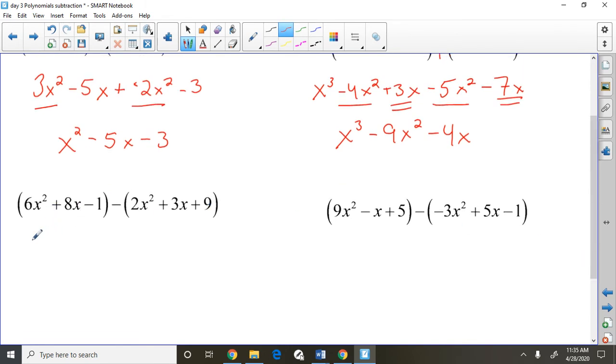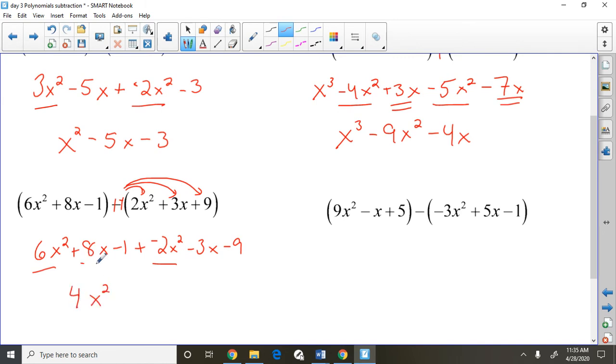Couple more examples. I'm going to keep the first polynomial the same, and then I'm going to rewrite this adding the opposite. So again, either put a plus, multiply everything by negative 1, or you change the sign and then switch them all inside the parentheses. Combine your like terms. 6 and negative 2 is 4x squared. 8x and negative 3x is 5x. Negative 1 and negative 9 is negative 10.